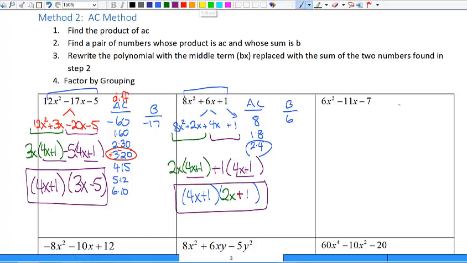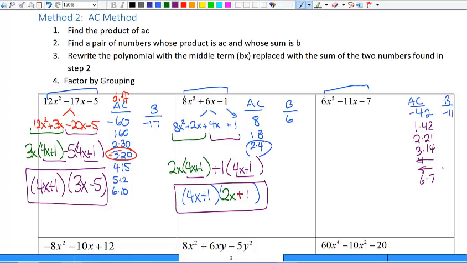On the next problem, I take a times c. My AC, 6 times 7, is in this case negative 42. And I need two numbers that multiply to negative 42, yet add to 11. So that's 1 times 42, 2 times 21, 3 times 14, 4 is not going to work, 5 is not going to work, 6 times 7, and 7 is already in my list.